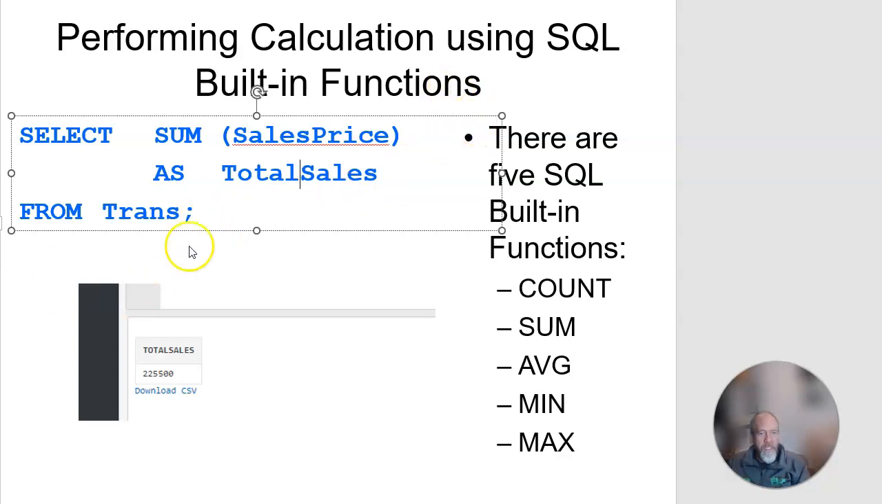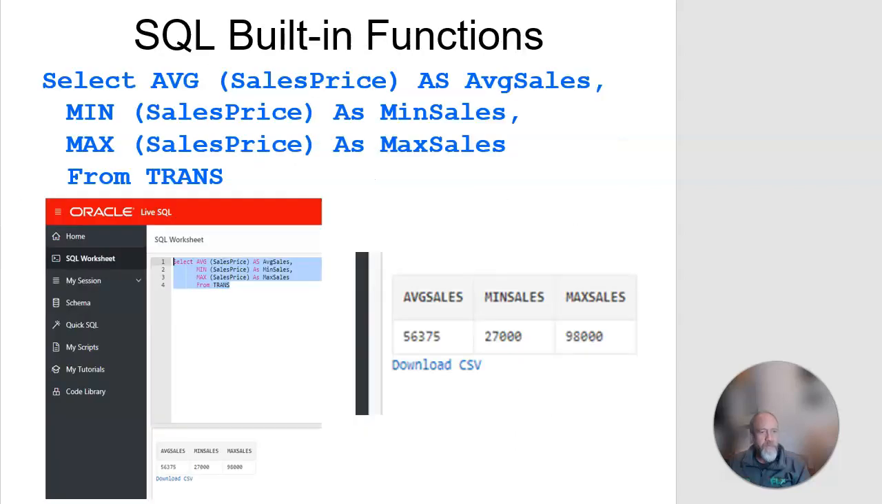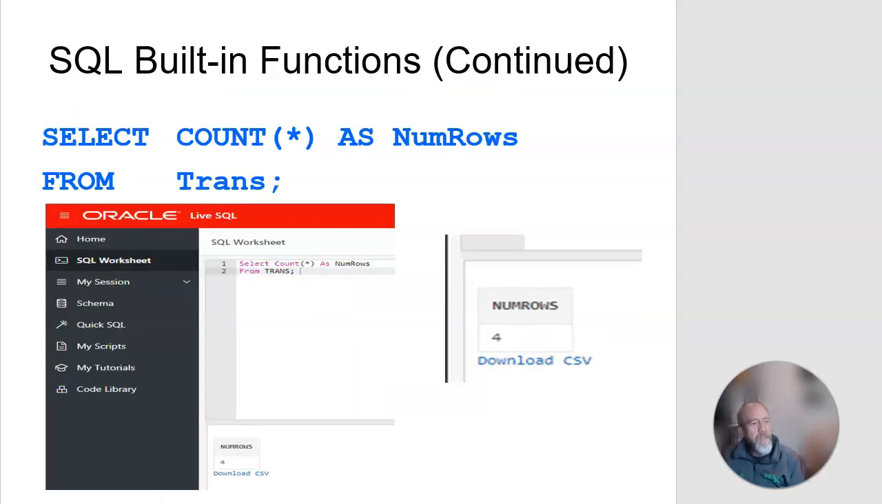But what it did is it summed up all the sales prices of all the total sales in the trans table. What other ones have we got? We've got average, min, max, count. Let's do count. Okay, come down here, select count. It'll give you the number of rows that actually return on that specific condition. So you've got a lot of capability.